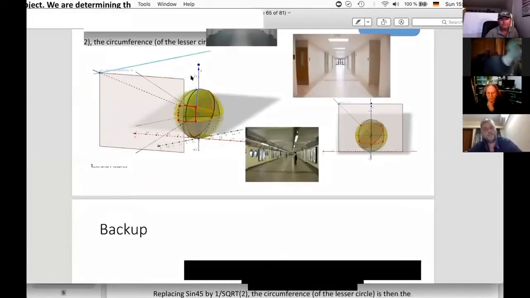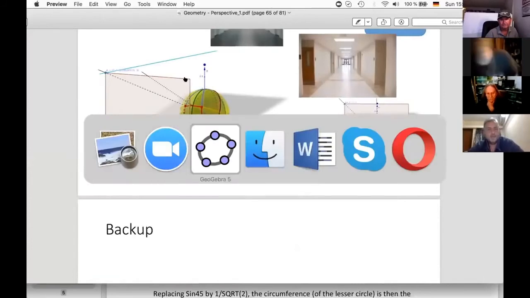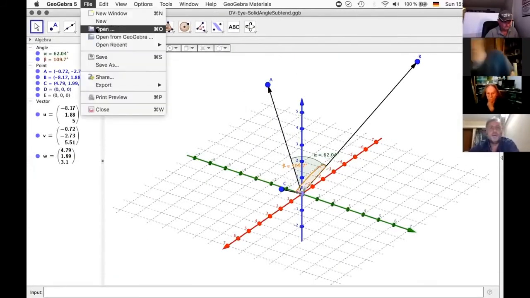Yeah. It's good to see this one. I've been lucky enough to see this one in animation. I can do that right now. Hold on. I'll just open it up.